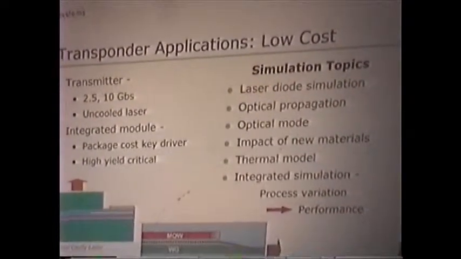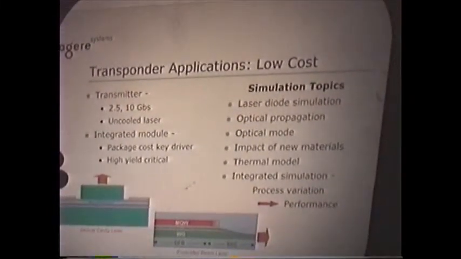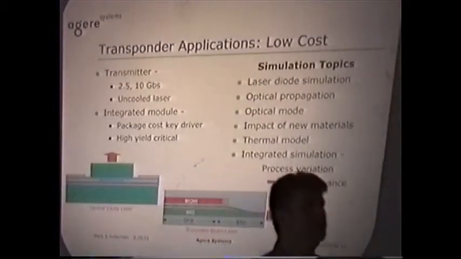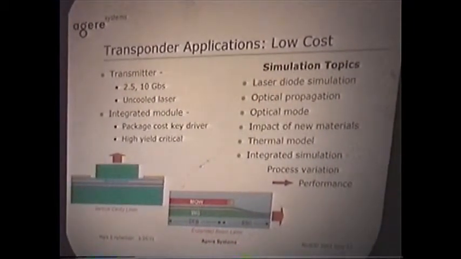Last area I wanted to touch on is low-cost applications, which, as I stressed, is very important for us. And I think the key message here is that low-cost applications are really driven by module cost, not chip cost. What that means is that in order to make a transmitter, which is typically operating at 2.5 to 10 gigabits per second these days with an uncooled laser, that package cost being the driver may often mean that you'll actually take a more complex chip technology because it offers you cost savings at the module level. This has been the ongoing argument for vertical cavity lasers in the telecom market, for example, ease of packaging.